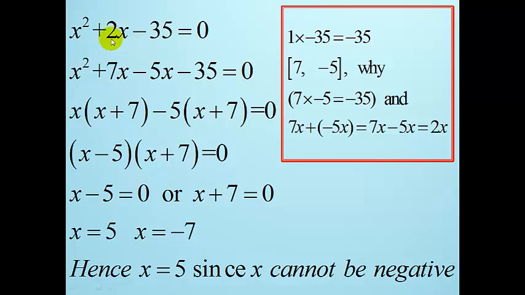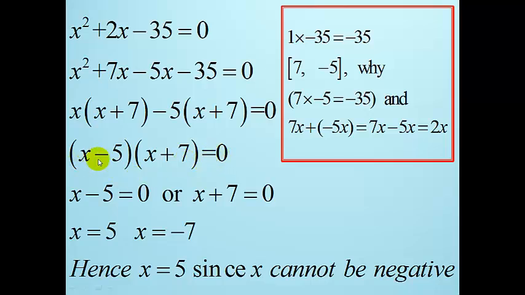Now this means that we have x squared plus, in place of 2x, 7x minus 5x, because 7x minus 5x is equal to 2x, minus 35 is equal to 0. Now we factor x out, and we have x plus 7 in brackets. When we factor minus 5 out here, we also have x plus 7 in brackets, all equals 0. Now we have x minus 5 in one bracket. Then since the brackets are the same, we maintain one, so we have x plus 7, all equals 0.